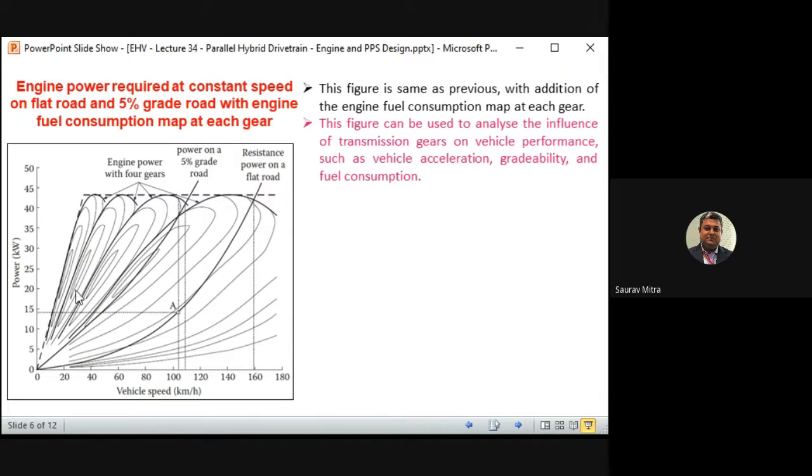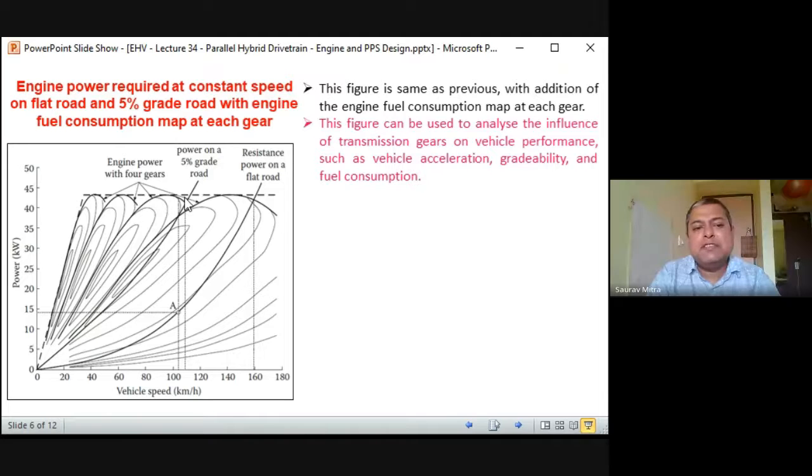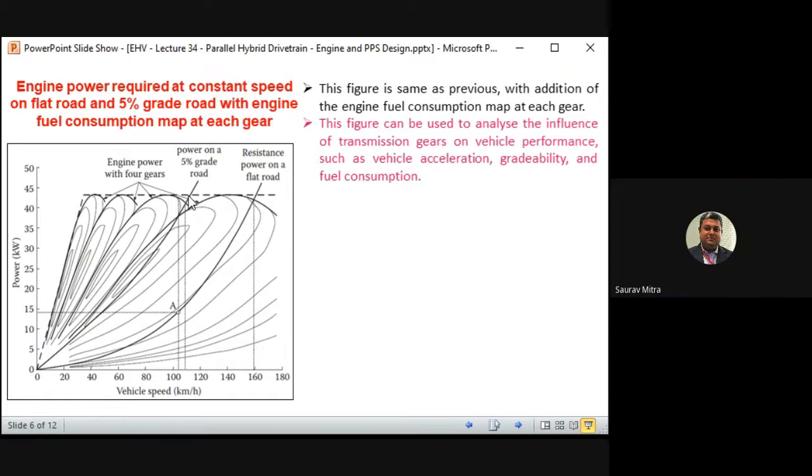So the first one is telling us how much maximum acceleration is possible, because this is the maximum power generated, which is around 43 kilowatt, and gradability also. So this line is for the gradability. Acceleration can be given by this maximum torque produced. Gradability can be given by this 5% line. You can generate a 10% line as well.